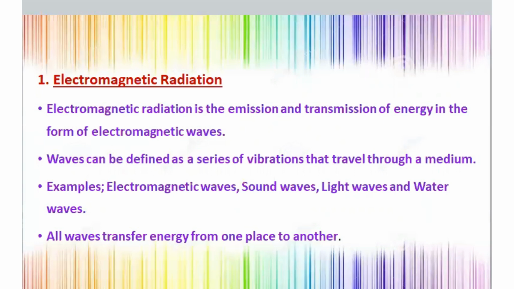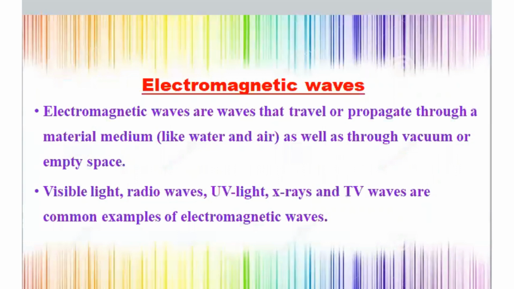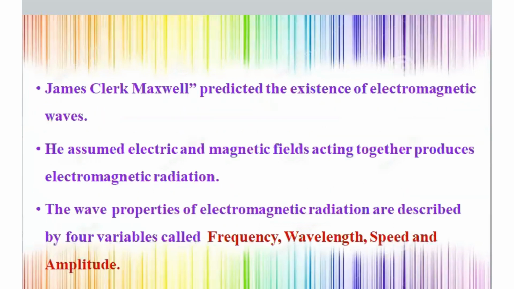All waves transfer energy from one place to another. Electromagnetic waves are waves that travel or propagate through a material medium like water and air, as well as through vacuum or empty space. Visible light, radio waves, ultraviolet light, X-rays, and TV waves are common examples of electromagnetic waves. James Clerk Maxwell predicted the existence of electromagnetic waves. He assumed electric and magnetic fields acting together produce electromagnetic radiation.